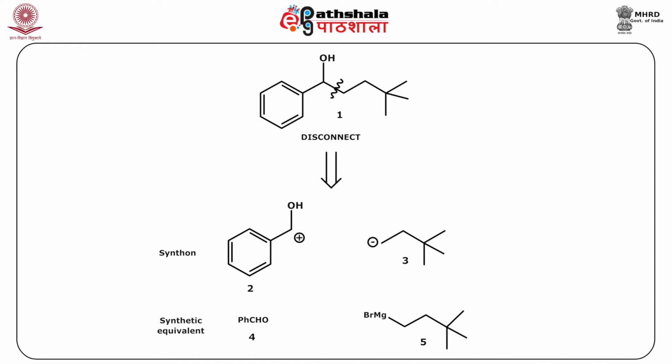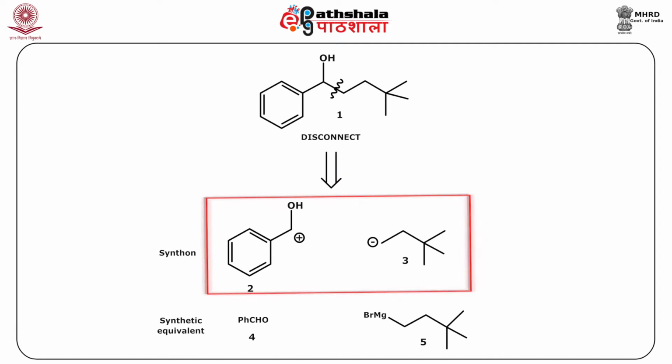So, for the retrosynthesis of this particular molecule, the synthons and the corresponding synthetic equivalents are as shown. You can see here that making this disconnection at this particular bond will lead to these two synthons, one carbocation, another carbanion. So, these are the synthons.